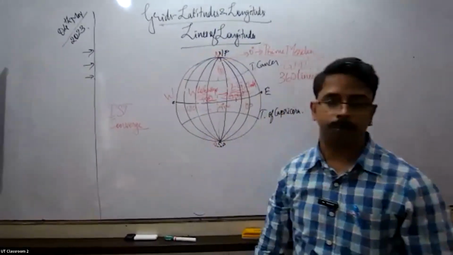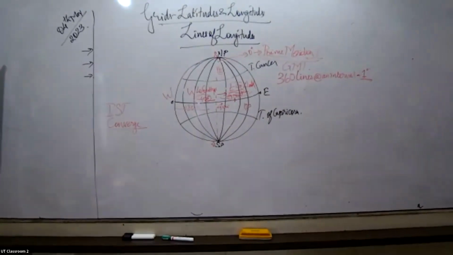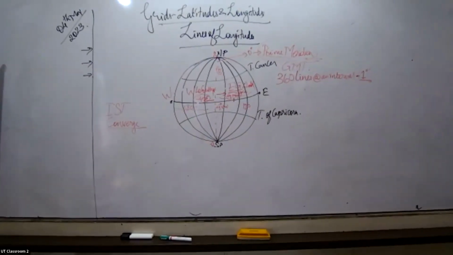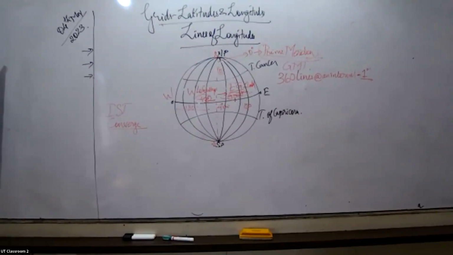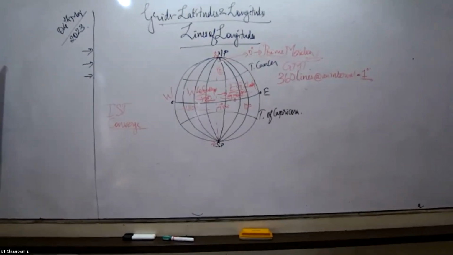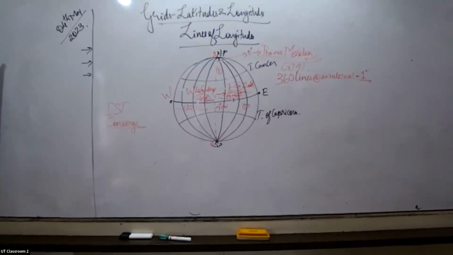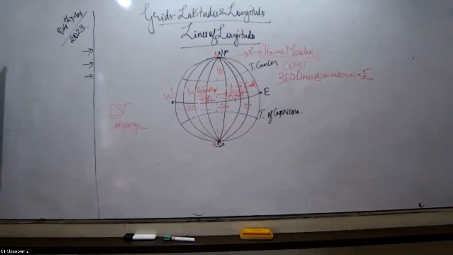Alright, good. Local time. The local time of any place is obtained by the overhead sun at noon. For each degree of longitude, the local time varies by 4 minutes. For example, the longitude of Mumbai is 73 degrees east, and that of New Delhi is 77 degrees east.